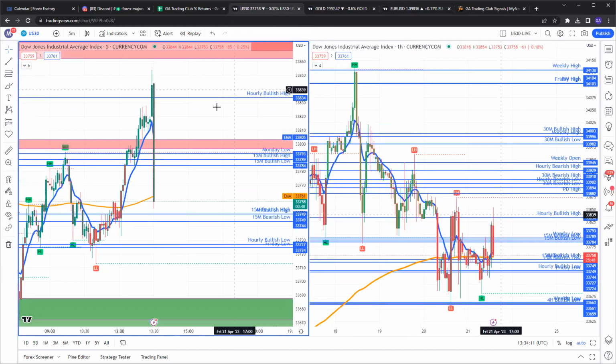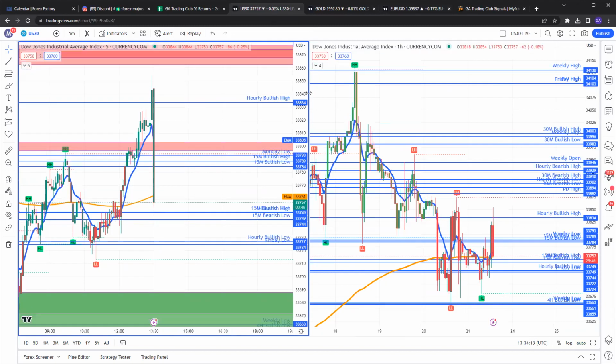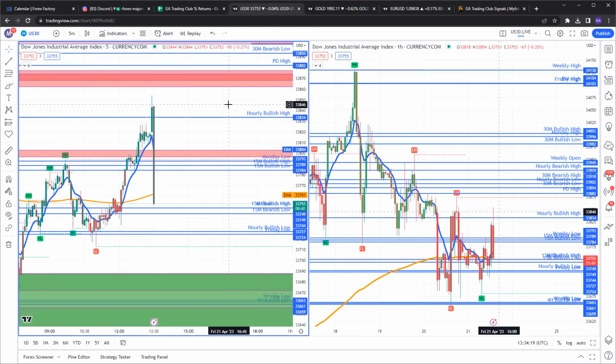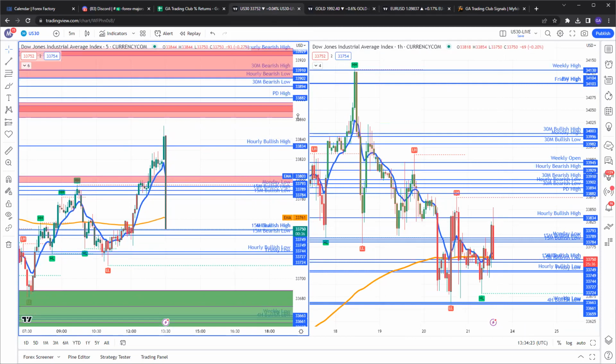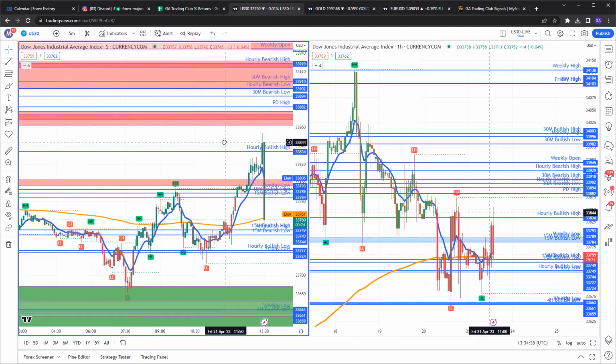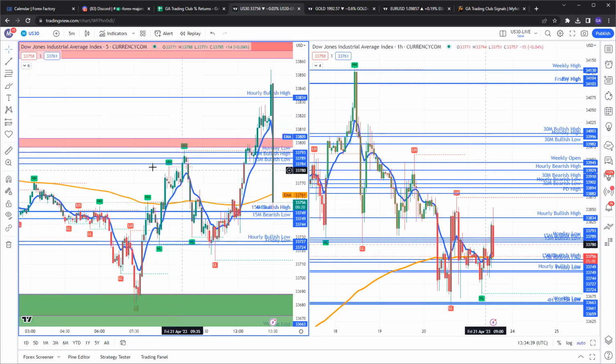So gold and US 30. Let's see what we can catch today. So US 30 is dropping. We didn't catch any trade on US 30 yesterday. Did we? I feel like we did. Oh no, we missed a trade on US 30. The thing with US 30 yesterday, it just spiked up without us.